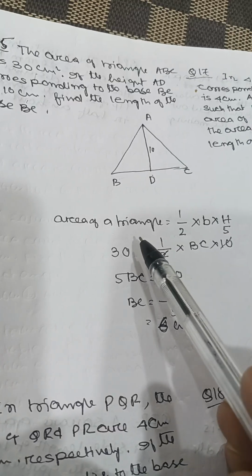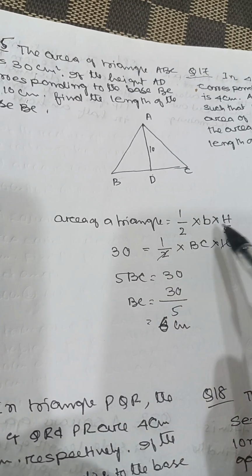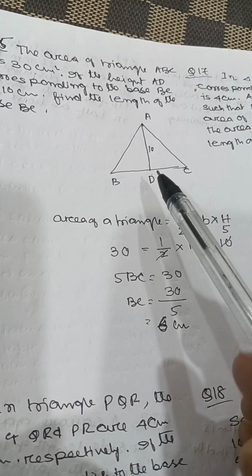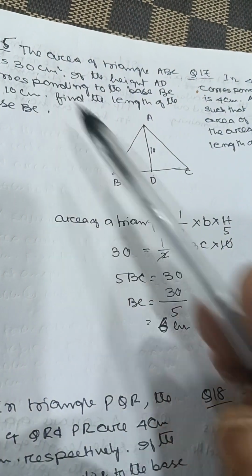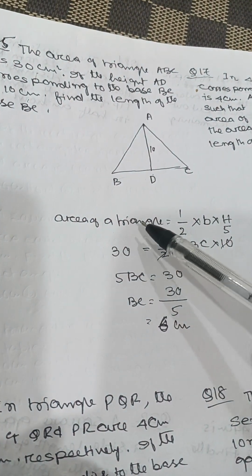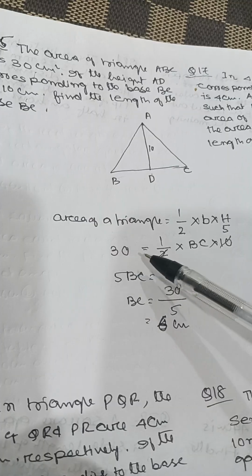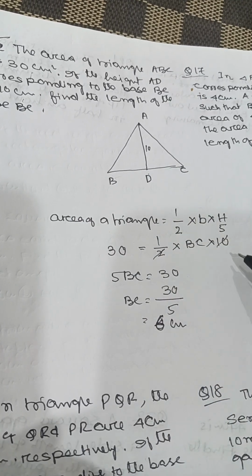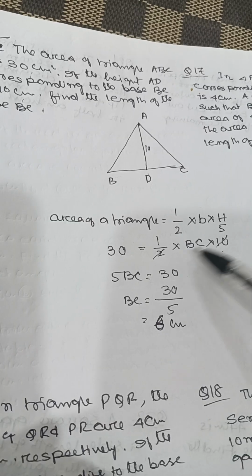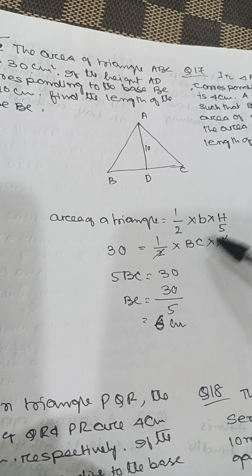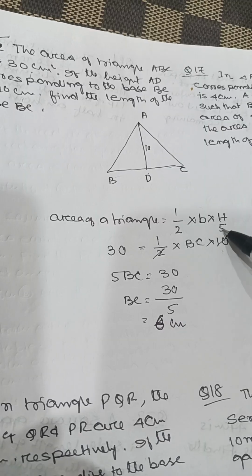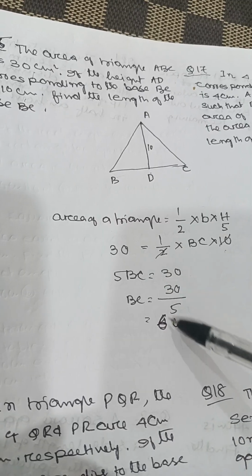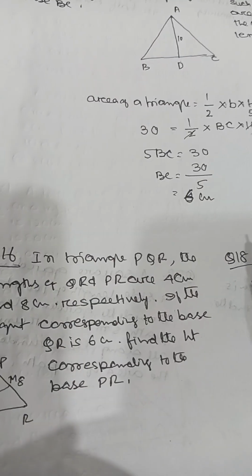So we know the area of a triangle formula, half into base into height. It is given that area is 30 centimeter square. So I have written 30 equal to half into base. Base is BC and AD is height. Height is 10 given. So 2 and 10 cancel 5 times. Now you see 5 BC is equal to 30. Therefore BC is equal to 6.